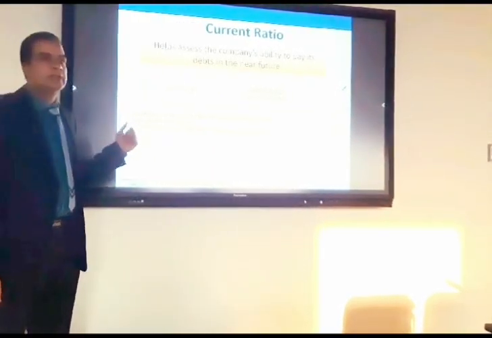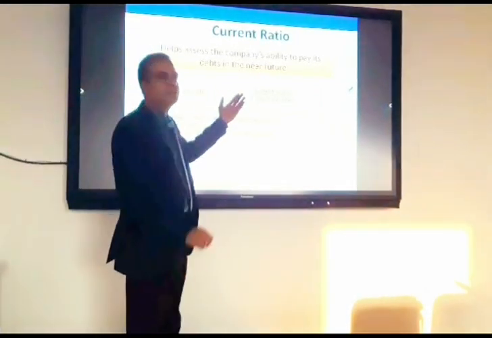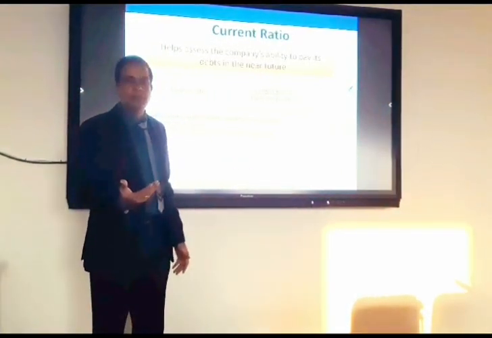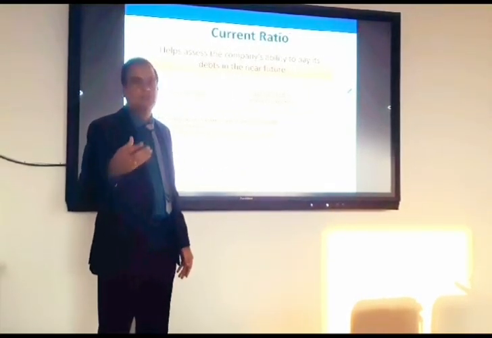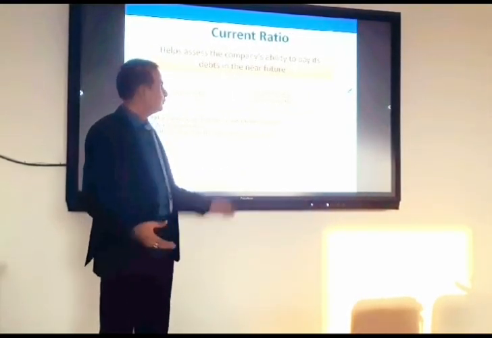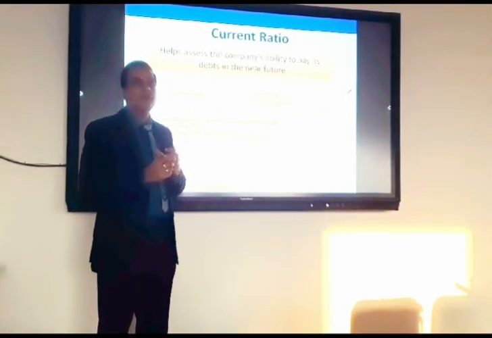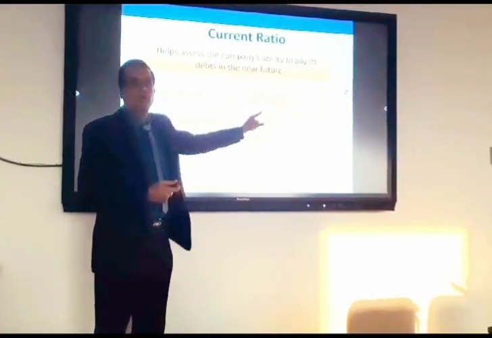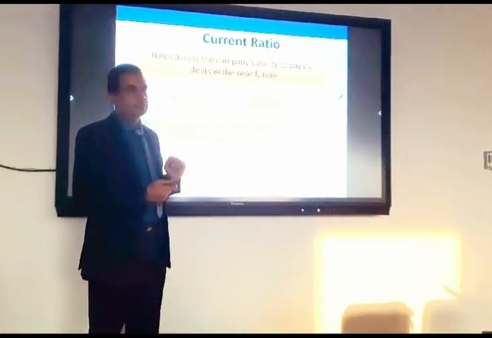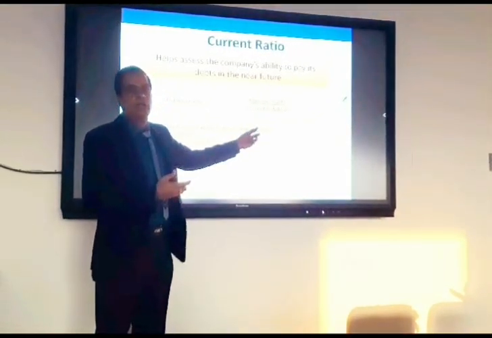Current ratio, the formula is current assets over current liabilities. Current assets means the assets which can be converted into cash easily. Current liabilities are the liabilities which are to be paid within a short span, that is less than a year. So why do we need to compare these? Current assets can be converted into cash, and by using this cash, we have to pay the current liabilities. So do we have enough current assets to pay the current liabilities?